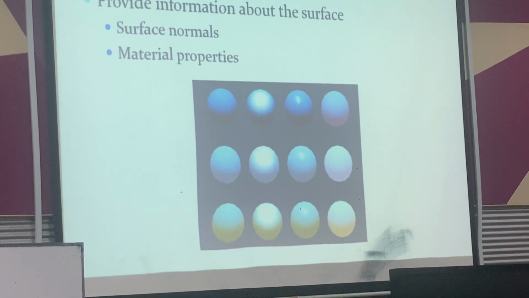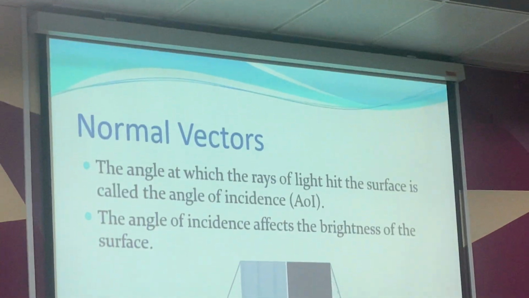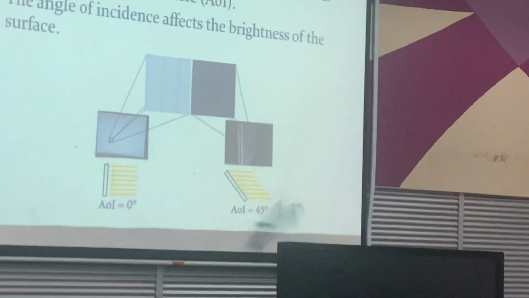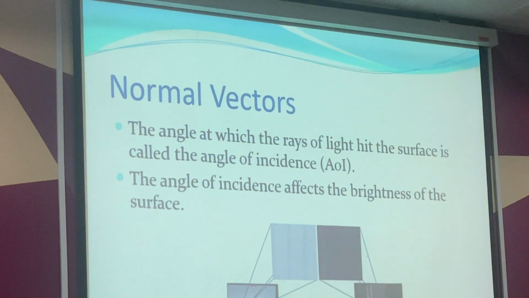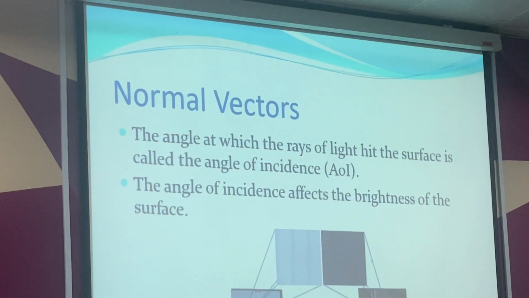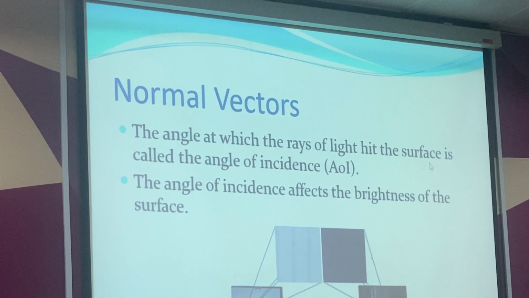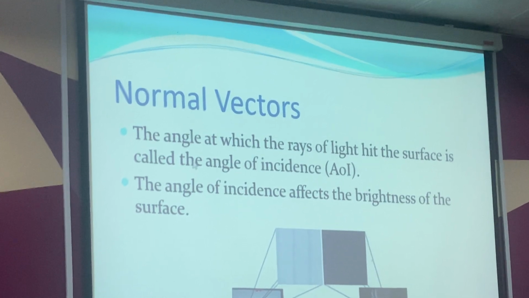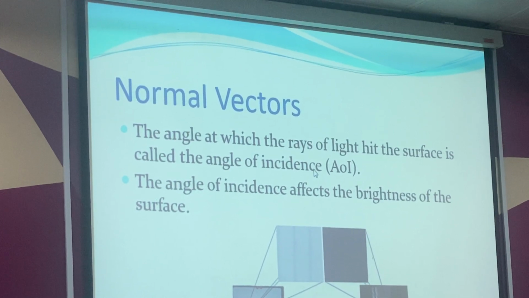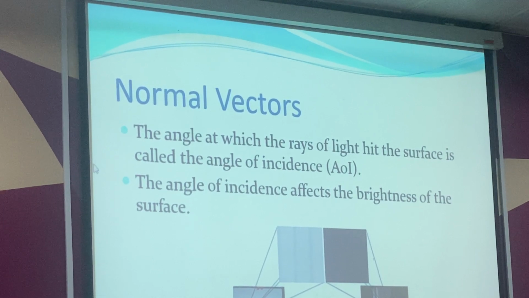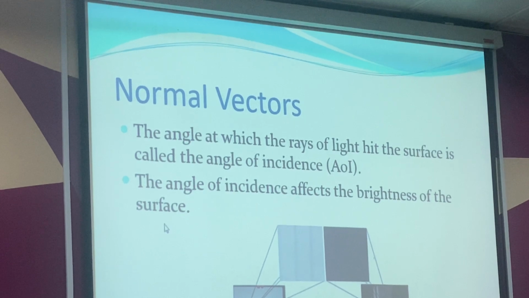This one's surface normal, we see in the next slide, how to get the surface normal. The angle at which the rays of the light hit the surface, we call it AOI, angle of incidence. The angle of incidence will affect the brightness of the surface.